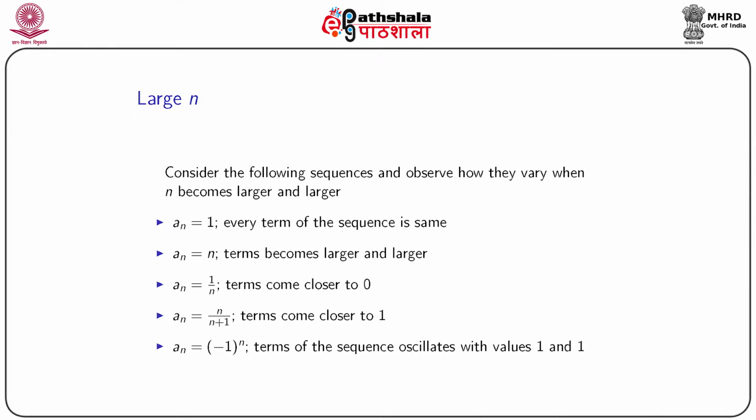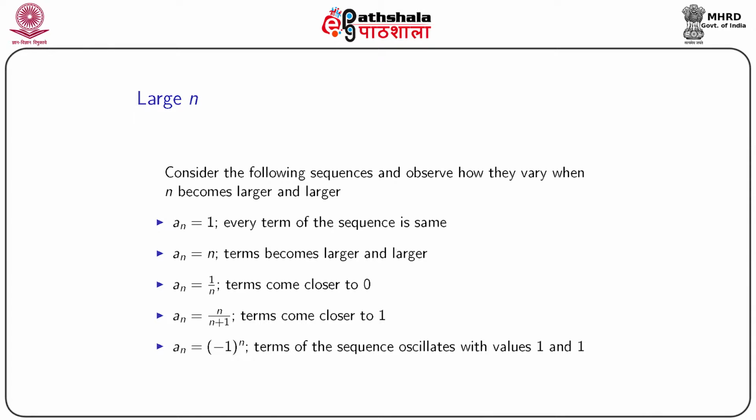If I take the reciprocal function 1 over n as my an, then as n increases, it can be easily seen that 1 over n decreases and it comes closer to 0. If I consider another sequence where an is n over n plus 1, now as n increases, n plus 1 also increases. So the ratio, they are increasing almost in the similar pattern. So that means the ratio comes closer to 1.